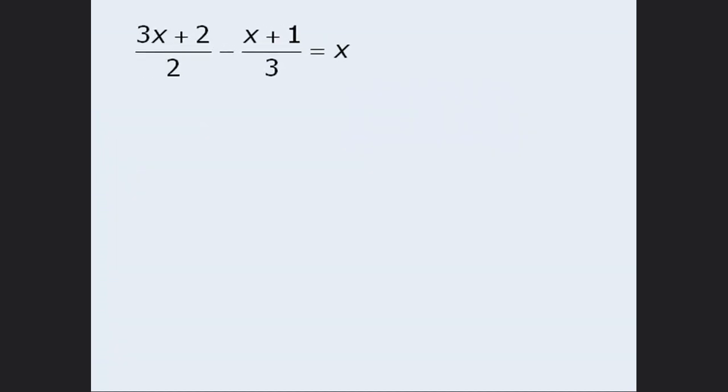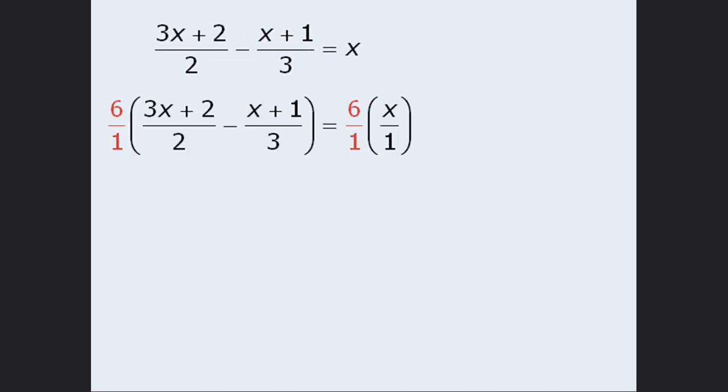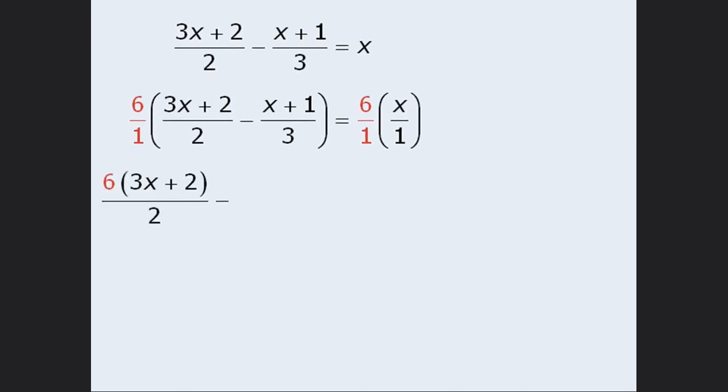To eliminate the fractions here, we'll multiply both sides of the equation by the least common multiple of the denominators. The least common multiple of 2 and 3 is 6, so we will multiply both sides by 6. Now let's expand the left-hand side. 6 over 1 times the first rational expression is equal to the following, and 6 over 1 times the second rational expression is equal to this. On the right-hand side, 6 over 1 times x is equal to 6x over 1.